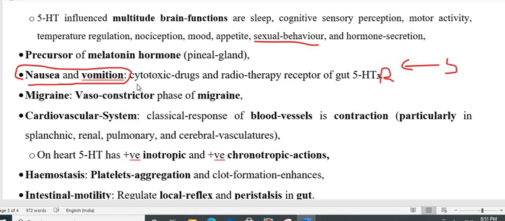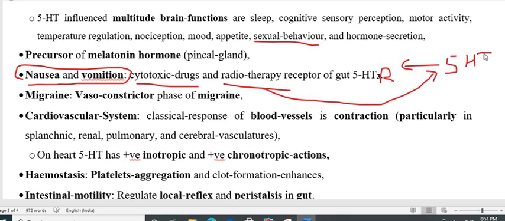Cytotoxic or chemotherapeutic drugs, radiotherapy, or operations stimulate the release of 5-HT, and this 5-HT acts on the 5-HT3 receptors present in places like the chemoreceptor trigger zone (CTZ), the nucleus tractus solitarius, or the GI tract. Therefore, when these 5-HT3 receptors get stimulated due to cytotoxic drugs, radiotherapy, or operation, they are going to produce vomition. So this is very, very important. We are going to block this receptor by using a 5-HT3 receptor antagonist.